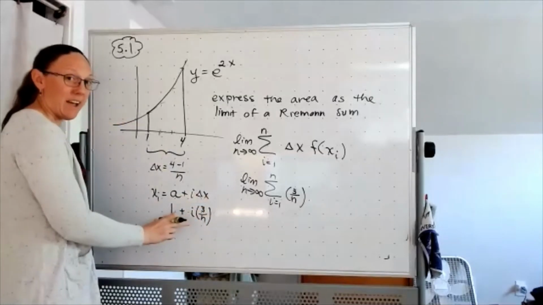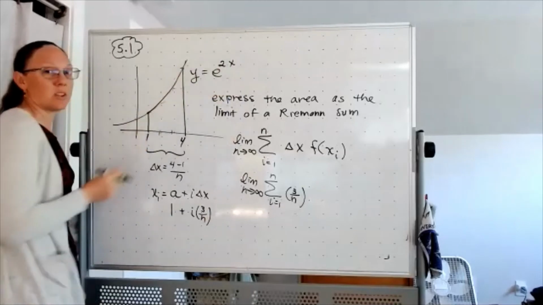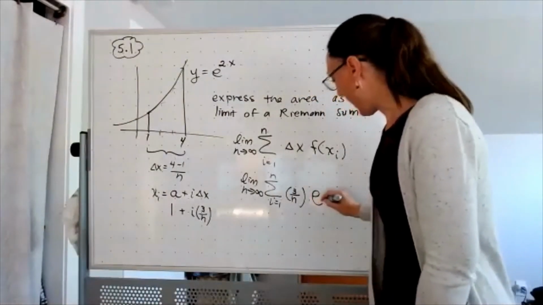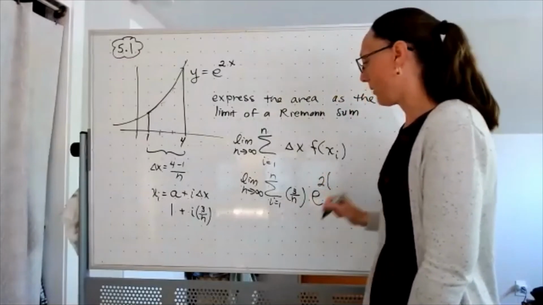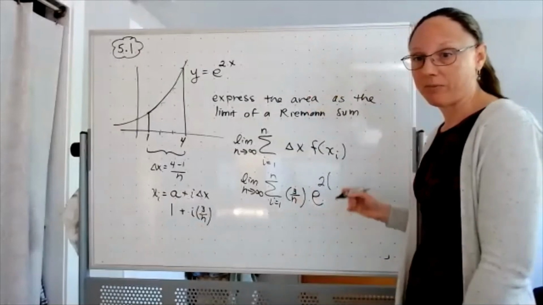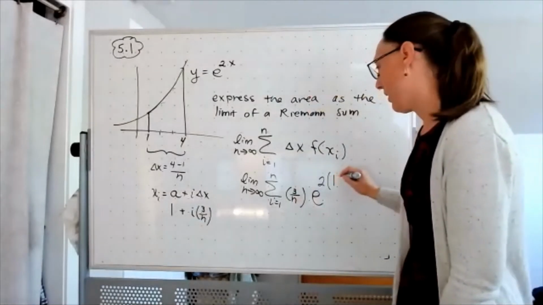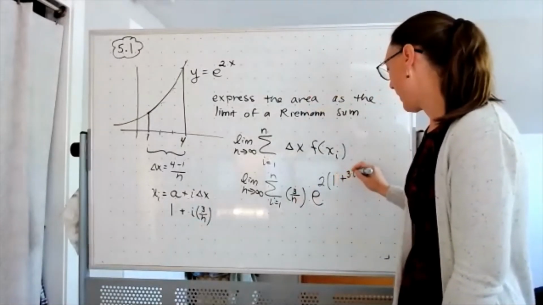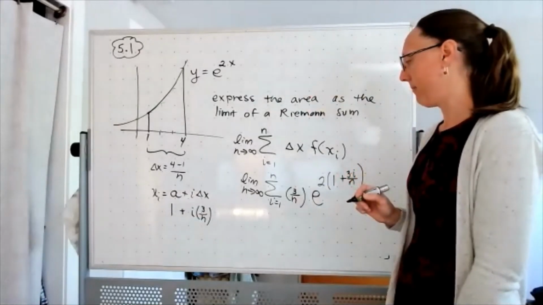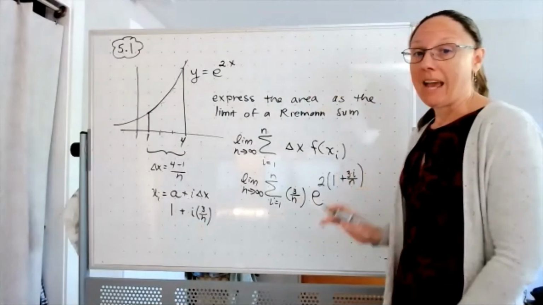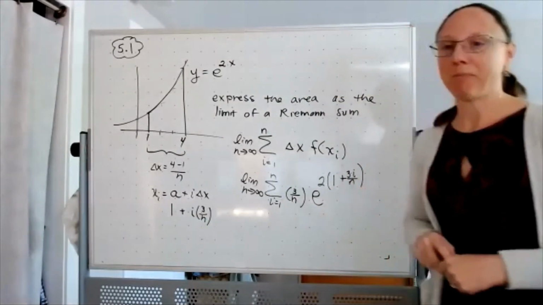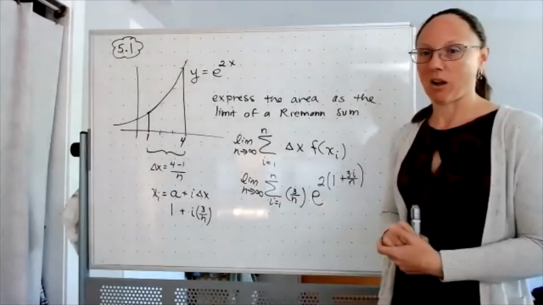And then I take that and plug it into the function. So this is going to look like e to the 2 times all of that stuff over there. That's our x value, 1 plus 3i over n. And then we stop because we actually don't know how to evaluate this limit. So we stop and we walk away.